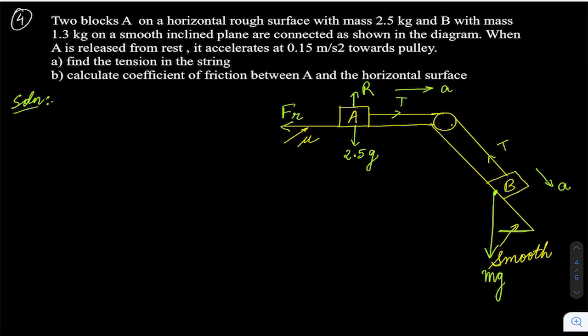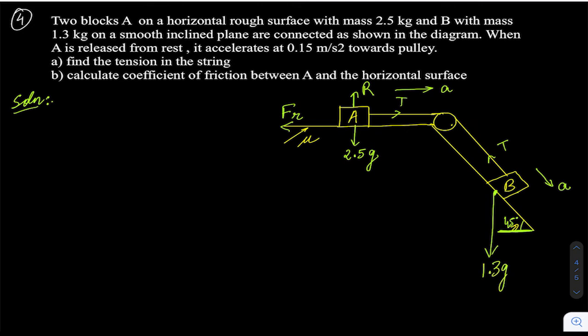Okay, this angle is missing. So let's take this angle to be 45. Actually, it should be given in the diagram. Anyways, so this angle is 45. So let's remove this. Okay, so this is the question. So if this is mg, what is the weight of this? The weight of this is 1.3g. So this is 1.3g.